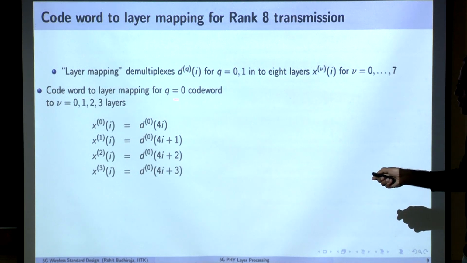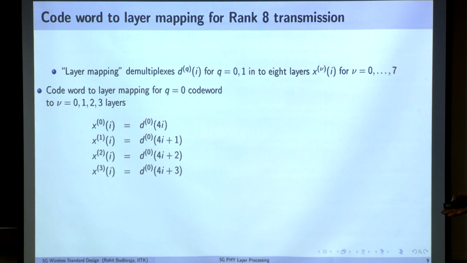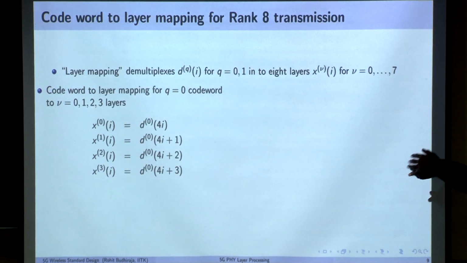This is Q equal to 0. Now you see this. How many layers? 4 layers. Exactly the same operation. It doesn't change, because whatever is happening for 4, it will happen for more than 4 also, to the first transport block. Correct? For the next transport block, the same thing happens.